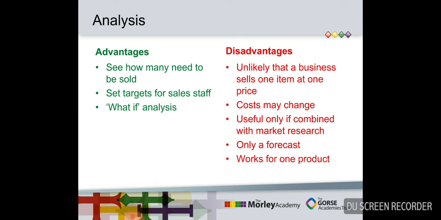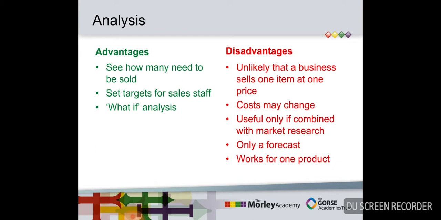So first of all, we've got advantages. You can see how many need to be sold. So if we were doing a break-even chart, once we've done the break-even, if it tells us that our break-even point is 1,000, then a business is able to do some calculations from that. And from that, they're going to be able to maybe go to the bank and say, look, this is the amount of money that we need in order to get the finance to be able to grow the business in the way that we want.